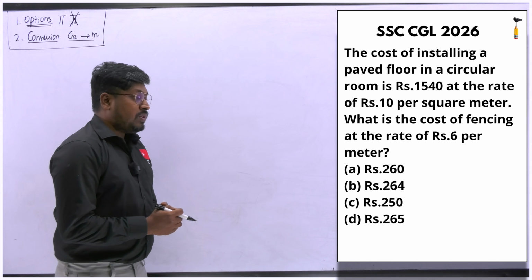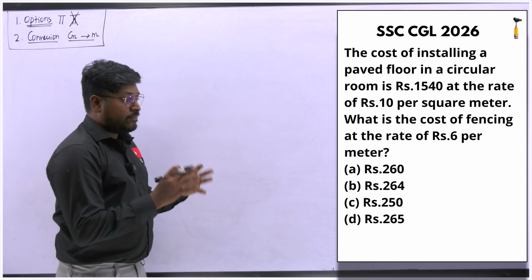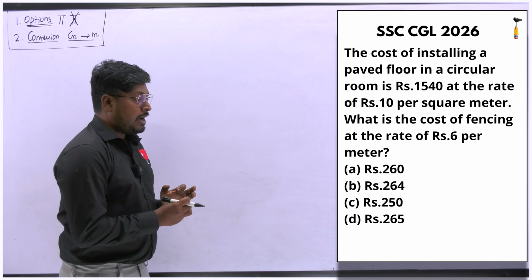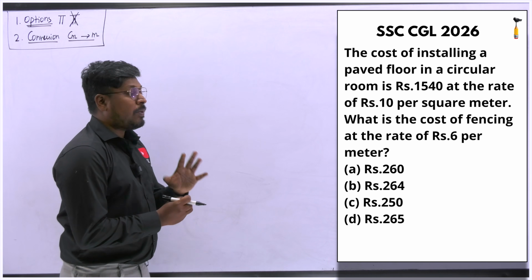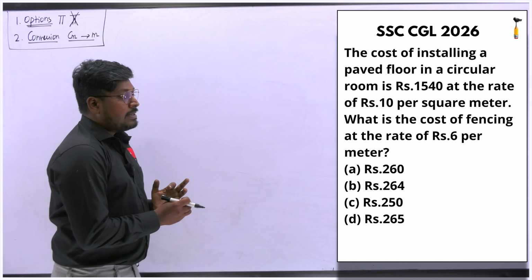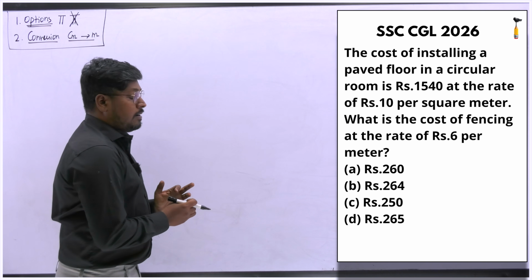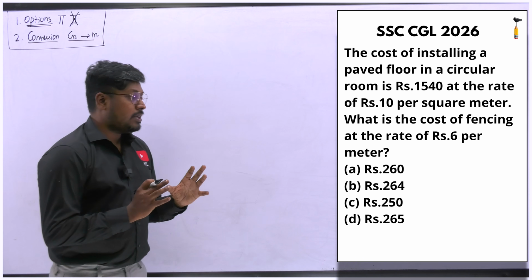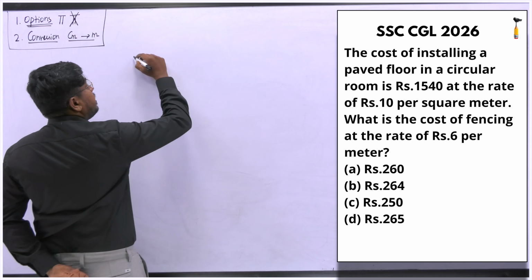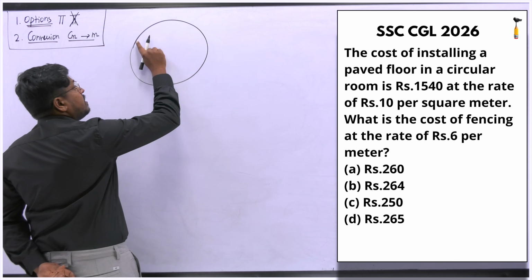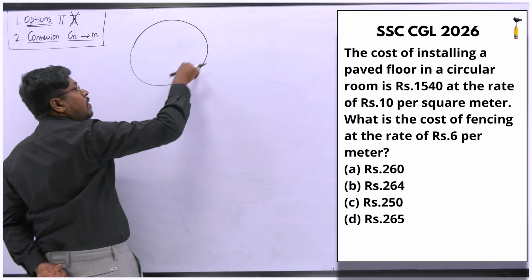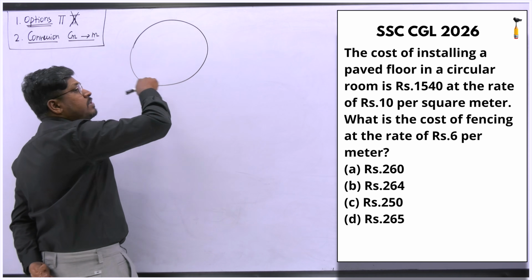Sixth question. The cost of installing a paved floor in a circular room is 1540 at the rate of rupees 10 per square meter. What is the cost of fencing at the rate of rupees 6 per meter? What is the target here? After reading the question, our target is to find the cost of fencing. Fencing is done at the corners, so it will act as the circumference of the circle.